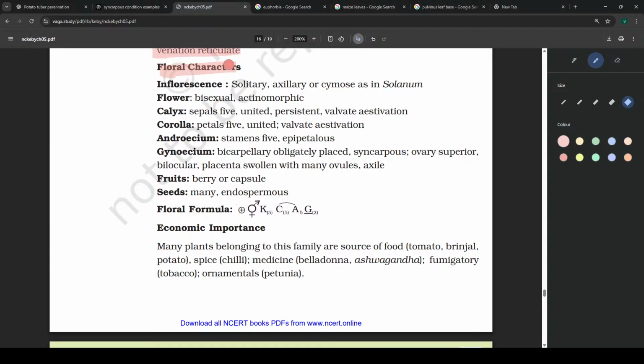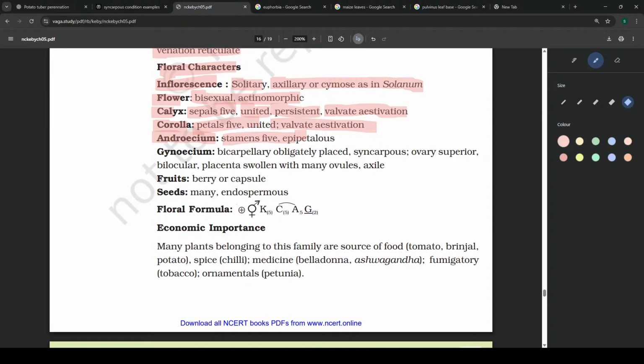Floral characters: inflorescences are solitary, axillary, or cymose, as seen in Solanum. It can be axillary, solitary, or cymose. Flower is bisexual, actinomorphic. Calyx, sepals 5, united, meaning they are fused, persistent, and with valvate aestivation. Corolla, petals 5, united, valvate aestivation, both valvate.